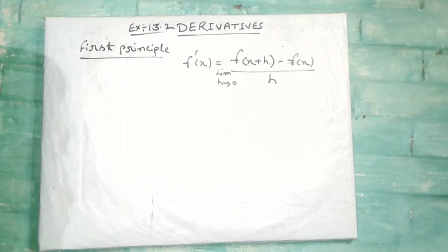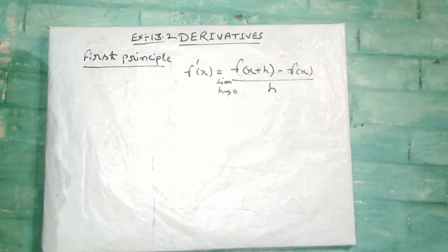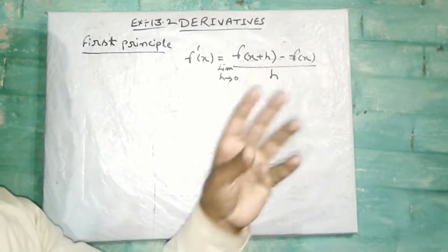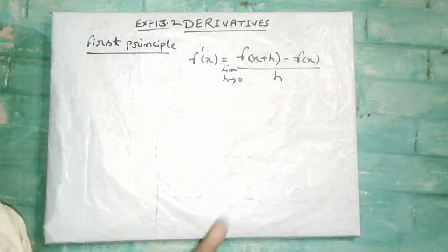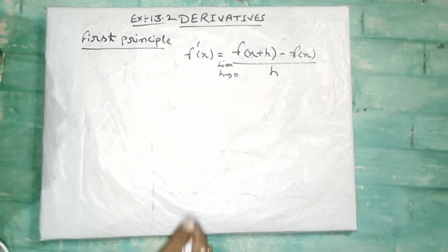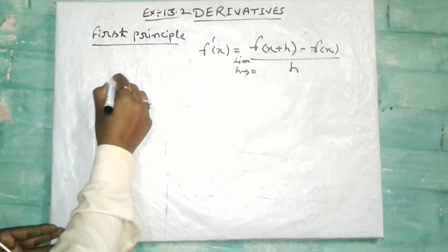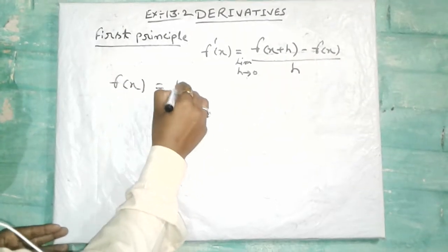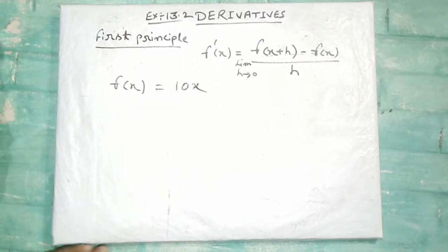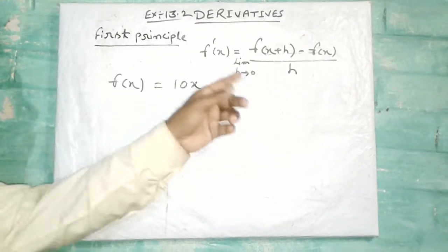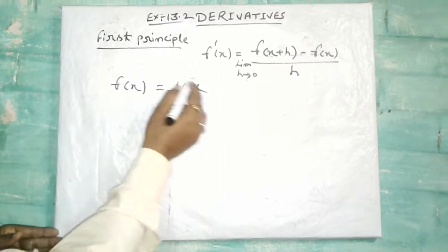With the help of this we can find at what interval our cistern or our tank will fill, or such questions can be determined. So let us see how we can use this first principle. Let us suppose one function is there, f(x) is equal to 10x. So by using the first principle, how can we find the derivative of f(x)?